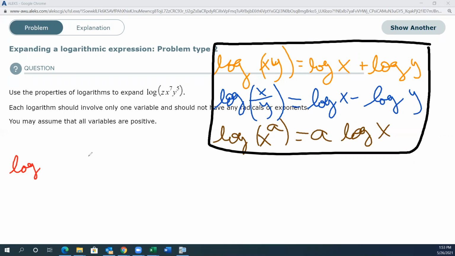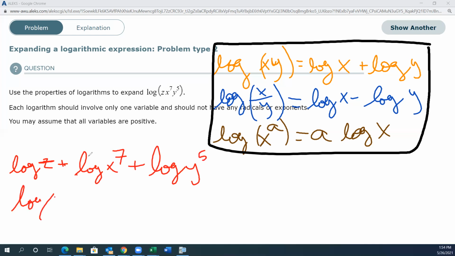So I get log z, that's just a z, plus log x to the 7th, plus log y to the 5th. And now I can pull those exponents out. And I get log z plus 7 log x plus 5 log y. And that's it.